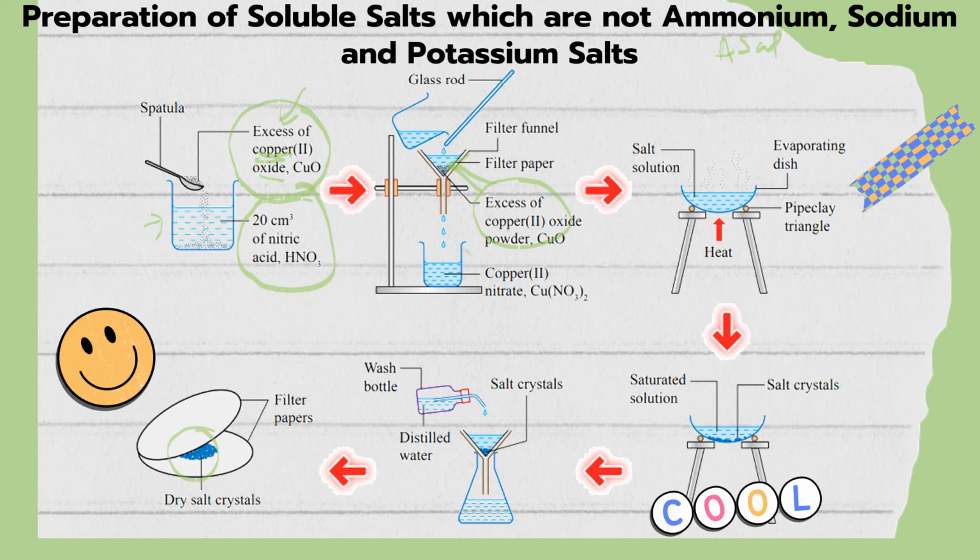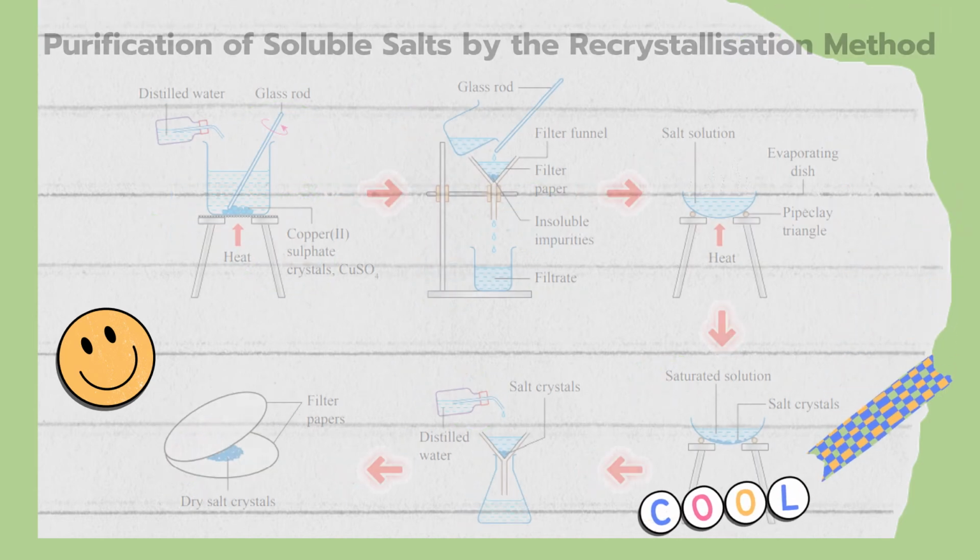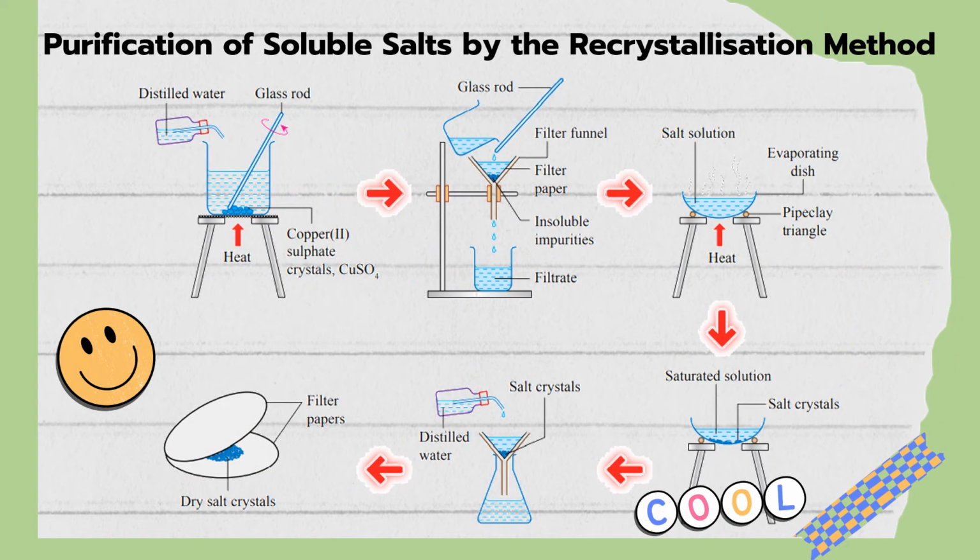You have your salt here now, but it is still a salt solution, so it has water. And then you heat the salt solution until saturated, and then you filter and rinse, and then dry the salt between two filter papers. Okay, and then you got the salt. This is purification of soluble salt by the recrystallization method.